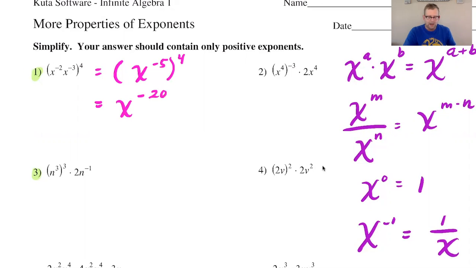Okay. Now, if we read the instructions, which we should have done before we started, so that's my bad, and I do apologize, the task is to simplify, and then your answer should only contain positive exponents. So we are close, but we do not have a positive exponent. To make it a positive exponent, we're going to take the reciprocal of this, and we would get 1 over x to the 20th power. Okay, and that's it.